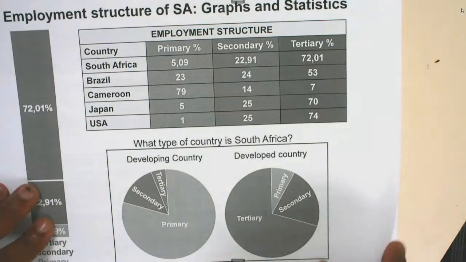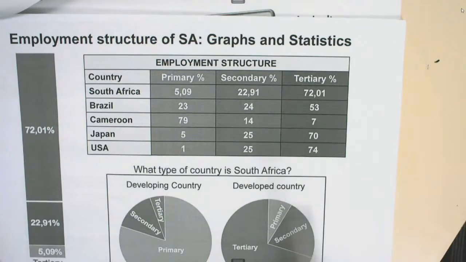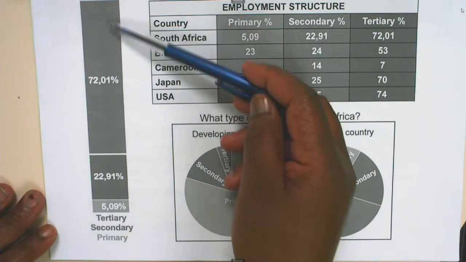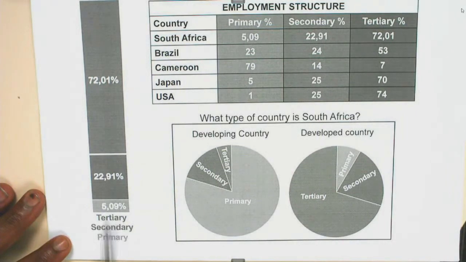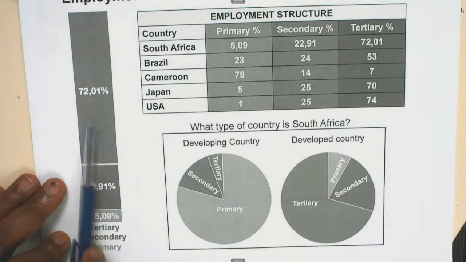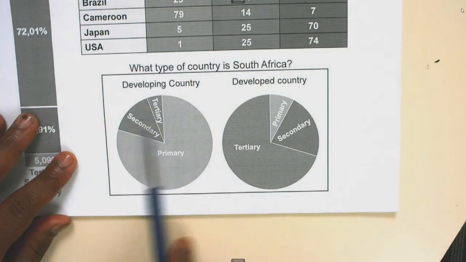Right, so this is the employment structure of South Africa. Be prepared to get statistics such as this one, to be able to interpret these statistics. Looking here, this is the tertiary sector in South Africa. This is the secondary sector and the primary sector, which contributed how much? Primary 5.09%, secondary 22.91%, and tertiary 72.01%.